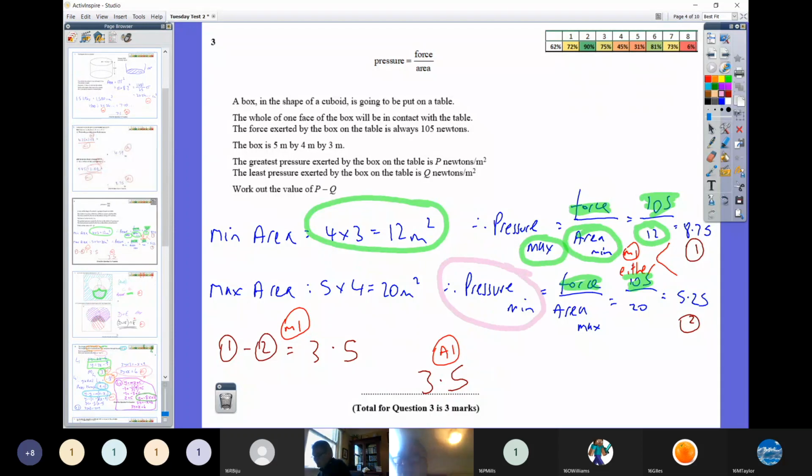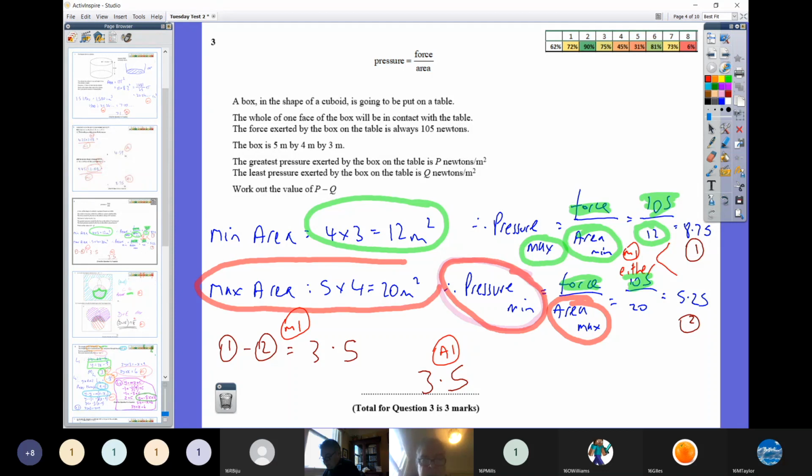Now, when I'm doing my minimum pressure, I'm just doing this in pink. Oh, you can't see that pink, it's got a better color. I want to have my maximum area, and I get my maximum area by multiplying the two longer sides together, the 5 and the 4. That is the side I would have on the table. So that gives me an area of 20, and a minimum pressure of 5.25. So to work out the difference between my maximum pressure and my minimum pressure, 8.75 take away 5.25 gives me 3.5.